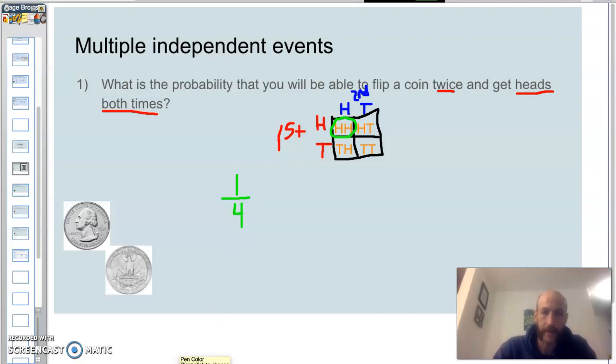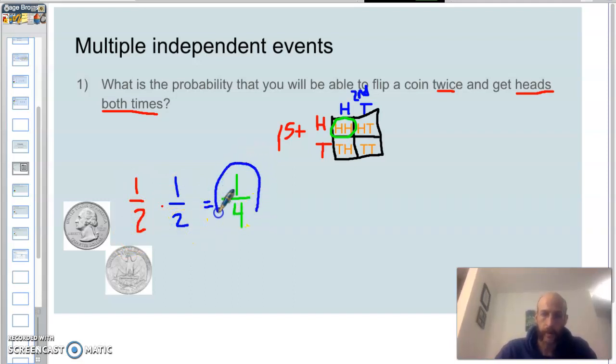Now, what we learned in the last lesson was I can take the probability of each of these and multiply them to get my answer as well. So the probability of getting a heads on the first flip is 1 out of 2. And the probability of getting a heads on the second flip is 1 out of 2. You can see when I multiply those 2 probabilities, 1 times 1 is 1, 2 times 2 is 4. So the probability of flipping a coin twice and getting a heads both times is 1 out of 4. All right, let's move to question number 2.